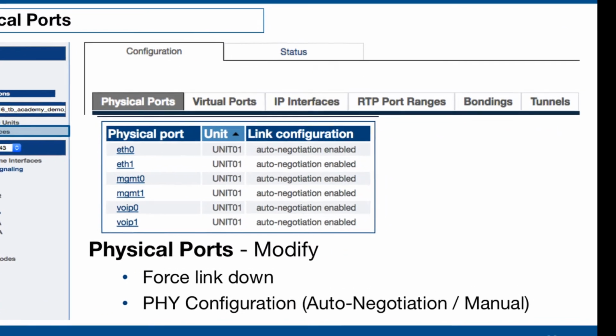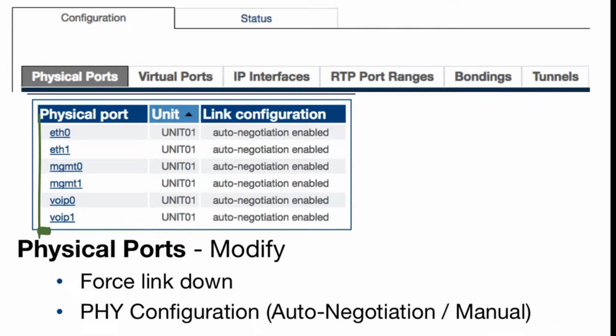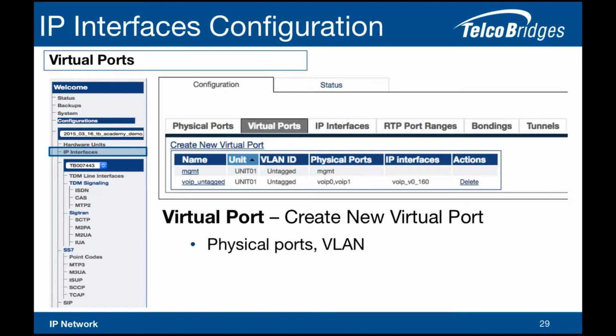From the web portal, you can change the Ethernet PHY transceiver link configuration. By default, it is set as auto negotiation, but can have its link speed and duplex mode manually configured. You can also set an Ethernet port transmit off to force the link down. The next tab shows the list of virtual ports.